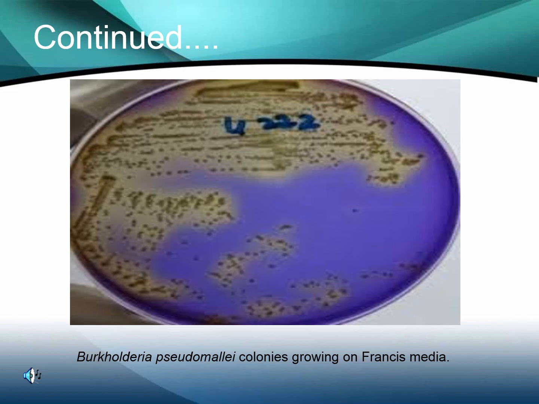These are Burkholderia pseudomallei colonies growing on Francis media. The colonies will be yellow in color, differentiating from Burkholderia cepacia, and also Burkholderia pseudomallei lyses the media.